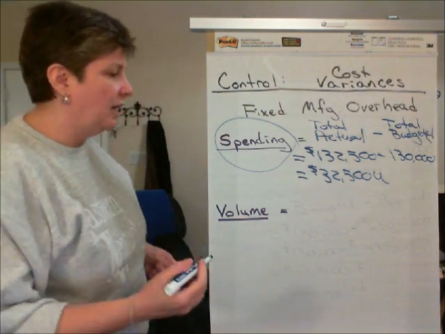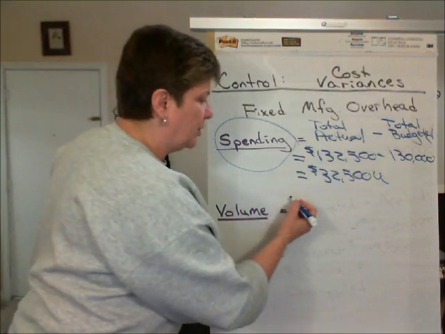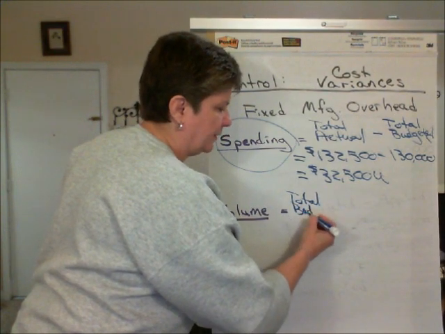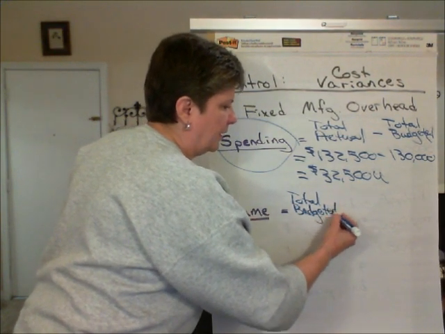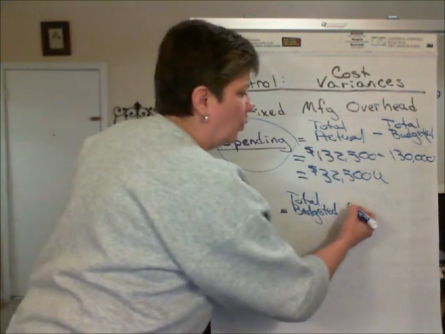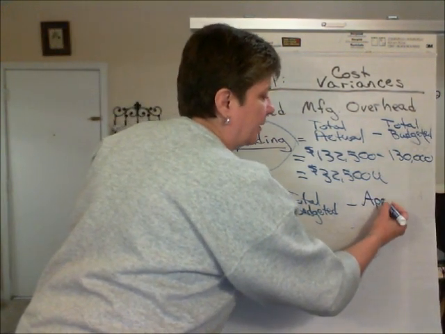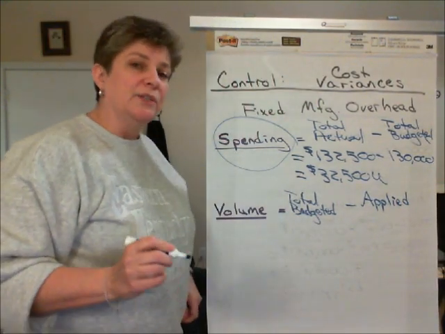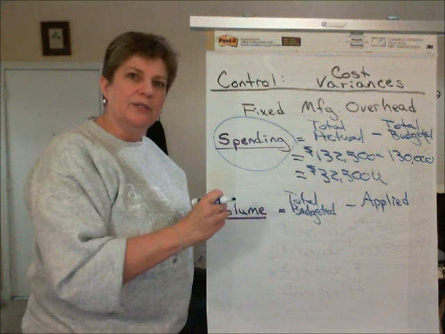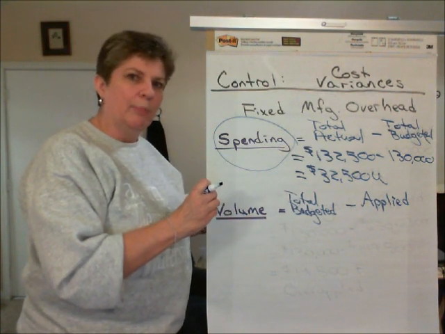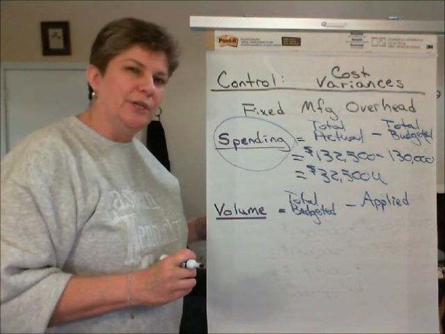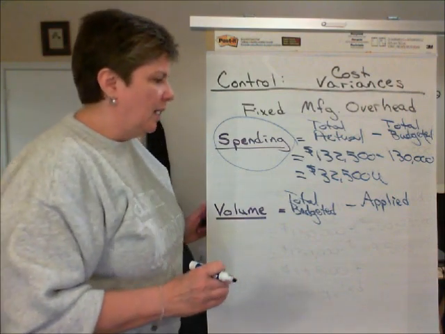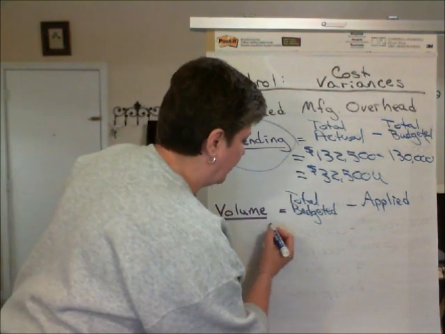And the formula for the volume variance, we compare the total budgeted fixed manufacturing overhead with applied fixed manufacturing overhead. So this is the only variance that cannot be derived from, or is not a part of, the flexible budget performance report spending variance. This one stands alone. Total budgeted is $130,000.